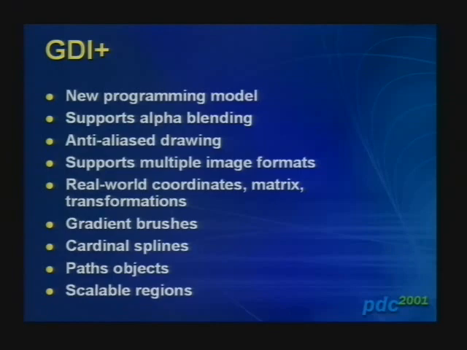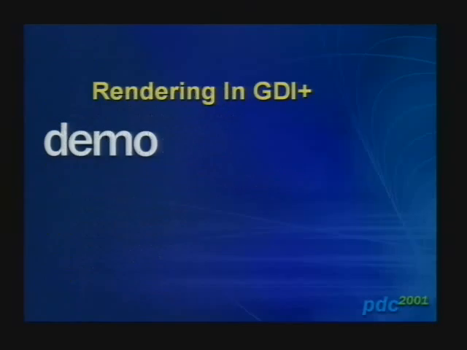GDI Plus added some new brushes, like gradient brushes. These are like fountain fills for your visuals. Cardinal splines are splines that go through smooth curves through a number of points. Path objects allow you to save various states of your drawing so that you can use that for clipping. You can combine various paths together to make more complicated displays. And scalable regions. Before, regions were basically bitmap level stuff, and with GDI Plus they're scaled. So I'm going to give you a quick demo on writing some GDI Plus code in MFC.